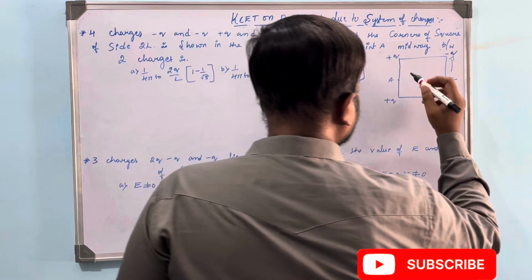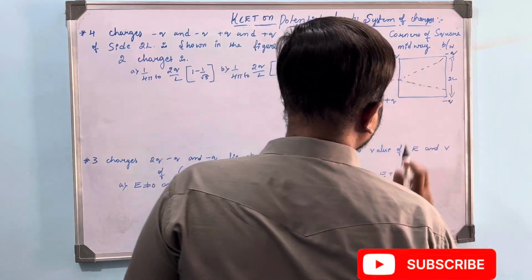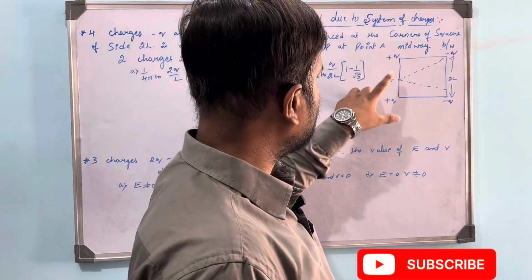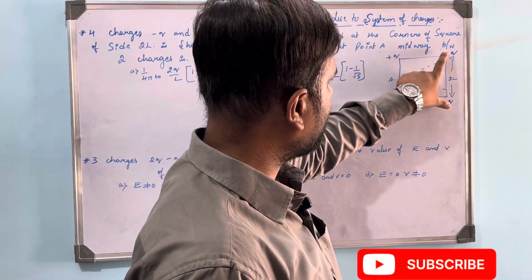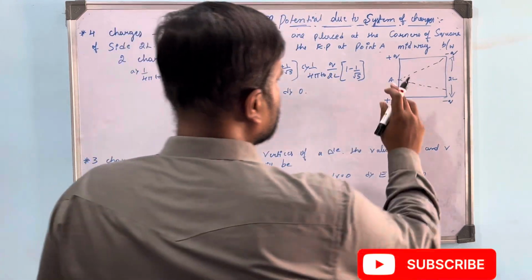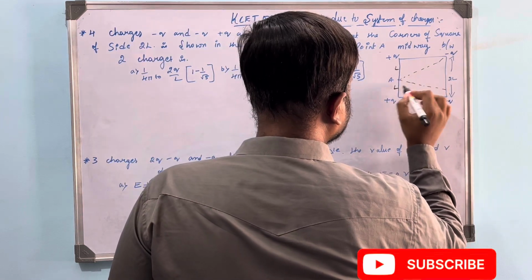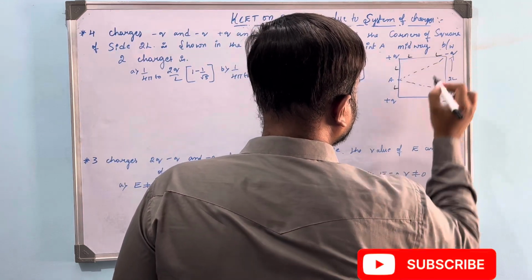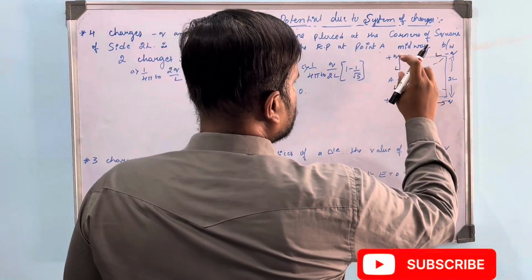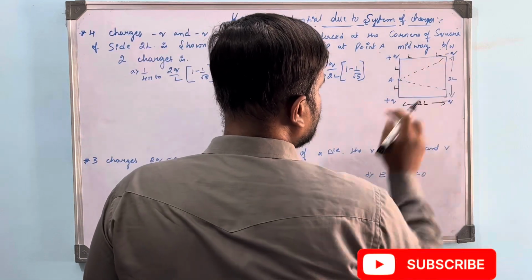I will draw the diagonal here. Due to the two plus q charges, I need to calculate the potential midway, and due to the minus q and minus q, I need to calculate the potential midway. The total length is 2L, so one side becomes L. This is also L, this is also L, and the total length is 2L. So what is the r value? It is L here. Another r value we need to calculate.